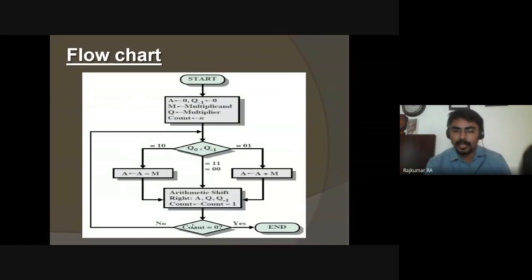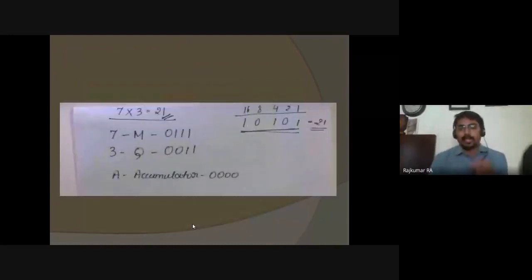I'm sure you still don't know what is actually going on. I'm just talking about the A, M, Q, and counter like that. So these are the actual values for your binary multiplication. Up to this is the mathematical notation. Now we go for an example.